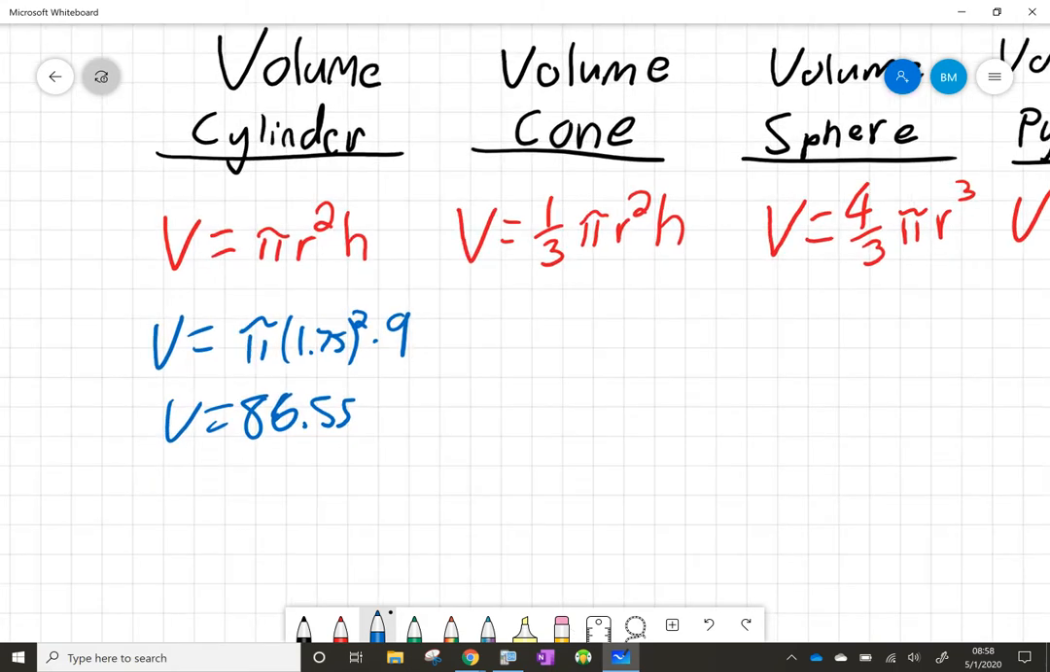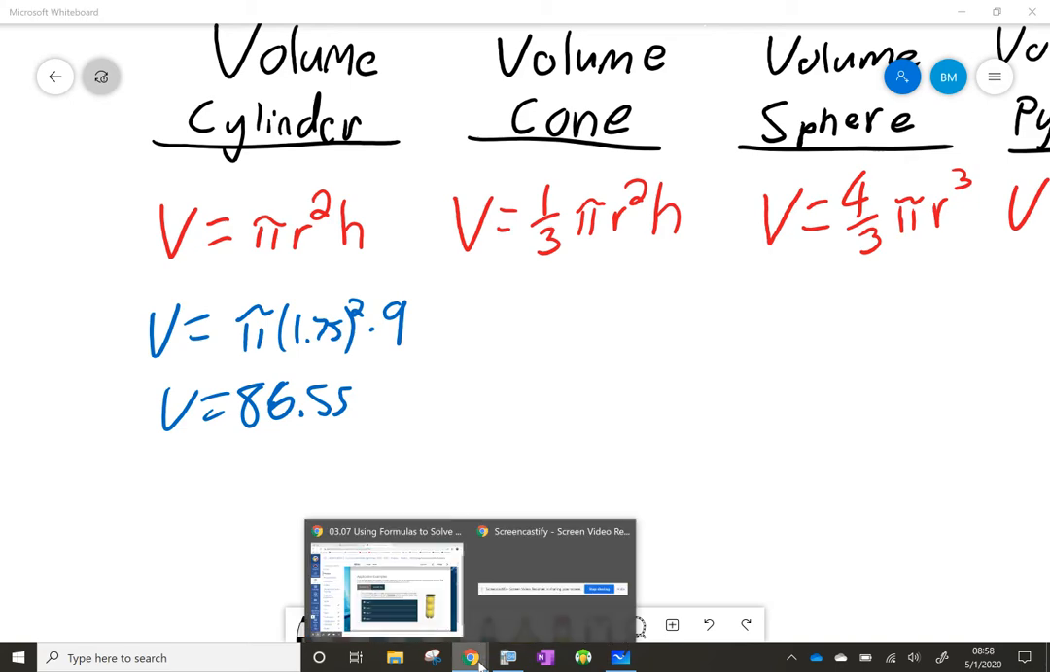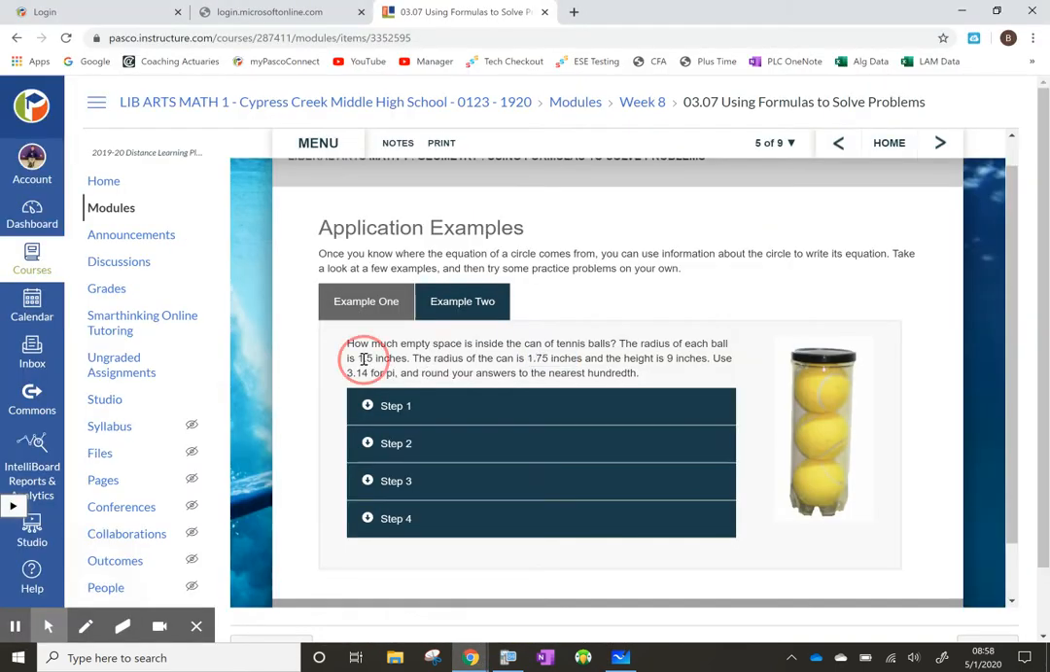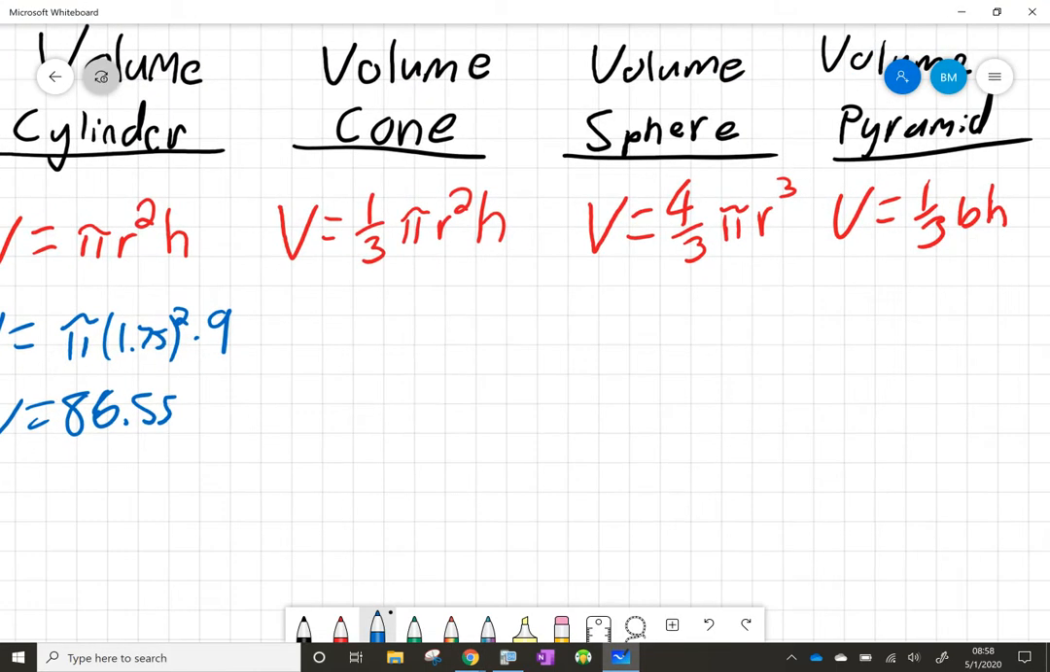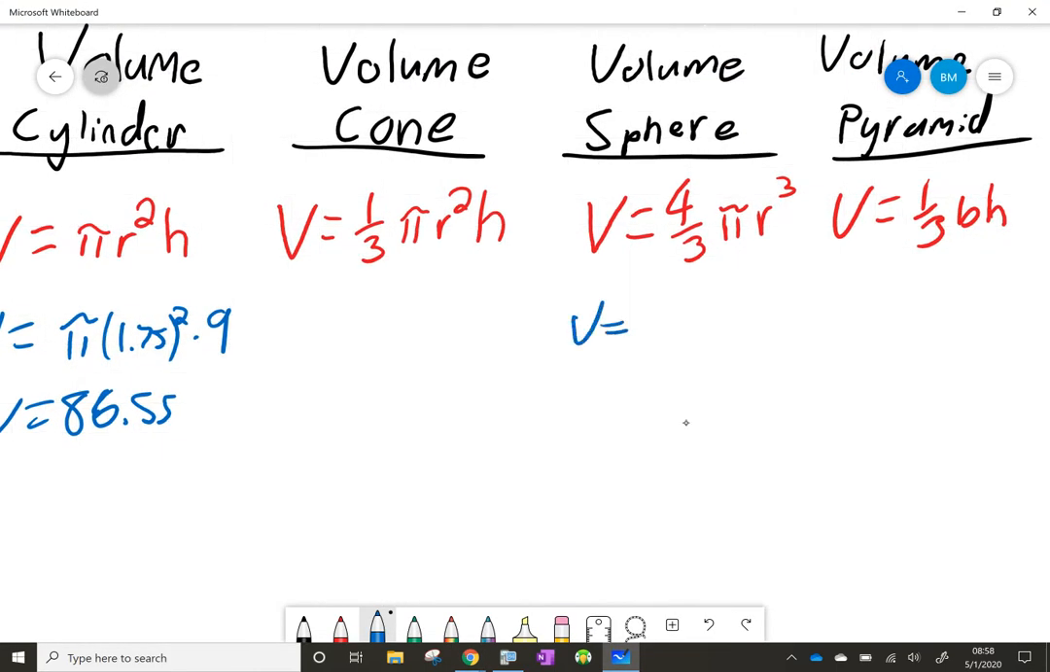Now let's find the volume of each tennis ball. Now the tennis balls were all 1.5 inches in radius. And remember, a tennis ball is a sphere. So we're going to go to the volume of the sphere. We'll calculate it here. So volume is equal to 4/3 pi, which is going to be 3.14 for us. And then the radius was 1.5, so 1.5 cubed. So let's type this in our calculator now.